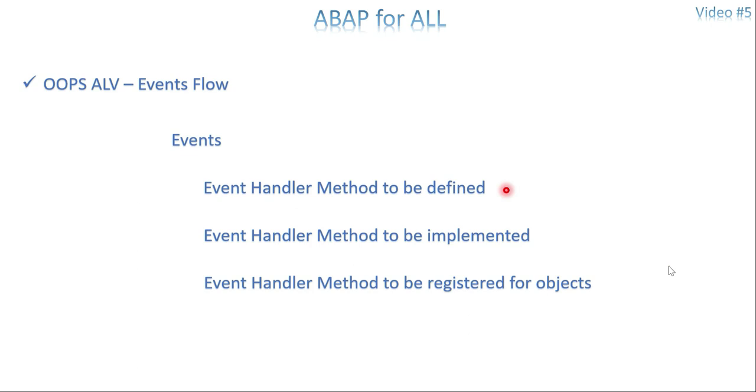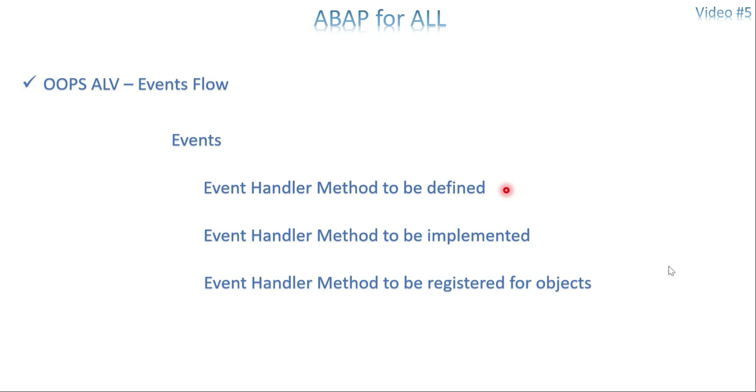Events are very simple in an object oriented ALV. Whenever something happens, we call it an event. It could be a double click, hotspot, button click, enter, whatever it is. Every single thing is an event. If an event happens, what is the next step? If a double click happens, what is the next step? If I click the button, what is the next step? That functionality of the next step is handled in the event handler method.